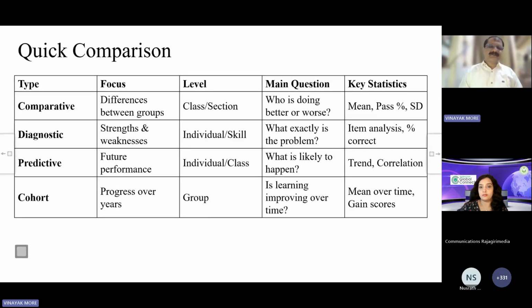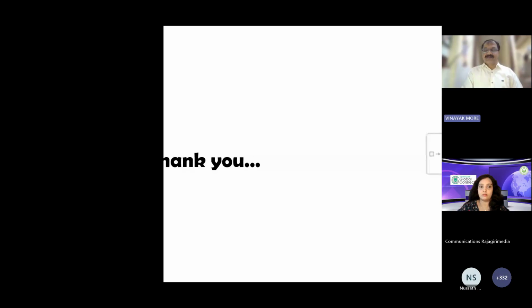So these 5 types of analysis we can do by using the basic statistics like mean, mode, median, range, quartile deviation, standard deviation, and correlation. Comparative is for differentiating, finding differences to compare two groups. Diagnostic focuses on finding weaknesses and strengths of a group or students. Predictive is to guess the future performance, and cohort is progress over the years. The key statistics are given in the last column.